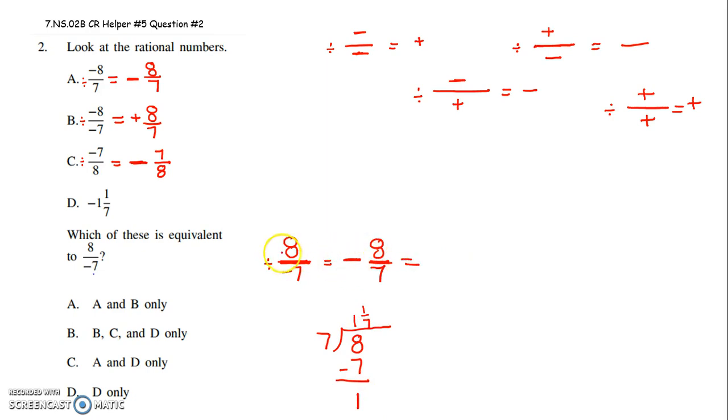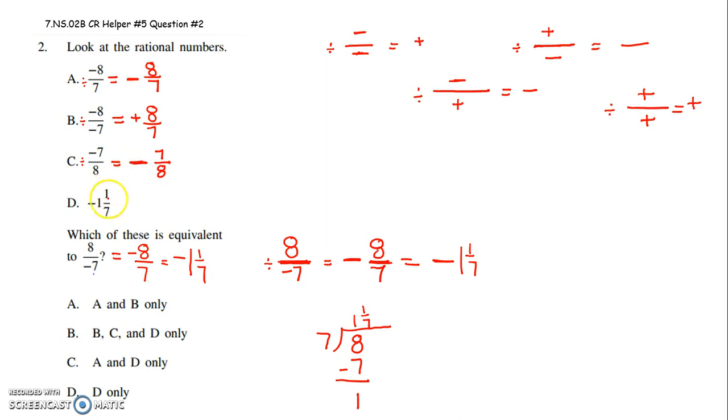So this is still a negative. A positive divided by a negative is a negative. So I carry on that negative. And now I'm just writing this as a mixed number, 1 1/7. So this right here is equivalent to -8/7, or another way to write that is -1 1/7.